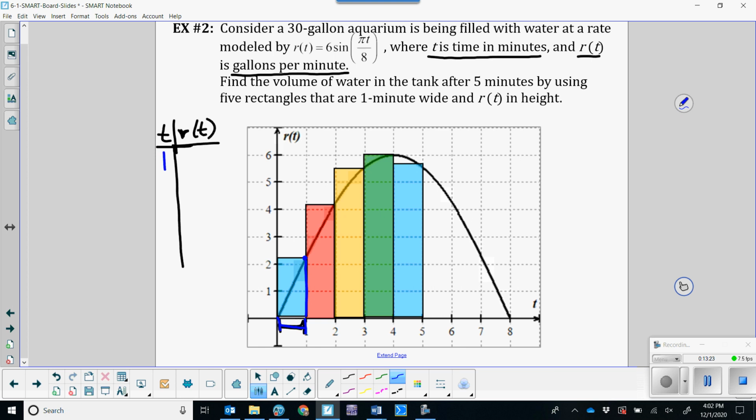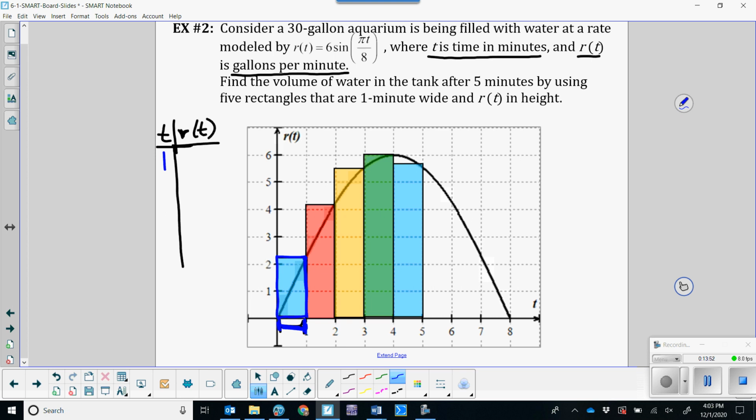Now, I want you to notice something. These rectangles have all been drawn using the right endpoint of the rectangle as the height. That's important in a minute because we're going to talk about right and left and other things that we could do. So you notice that all of them are drawn where the rectangle's height goes on the right endpoint of the interval that we're dealing with. So here's this interval from 0 to 1.